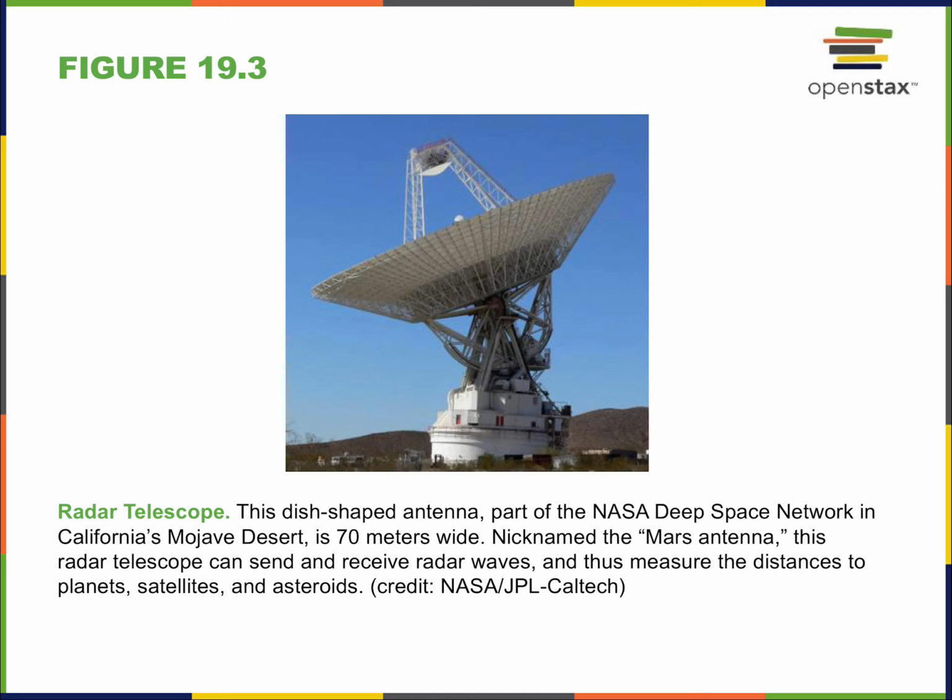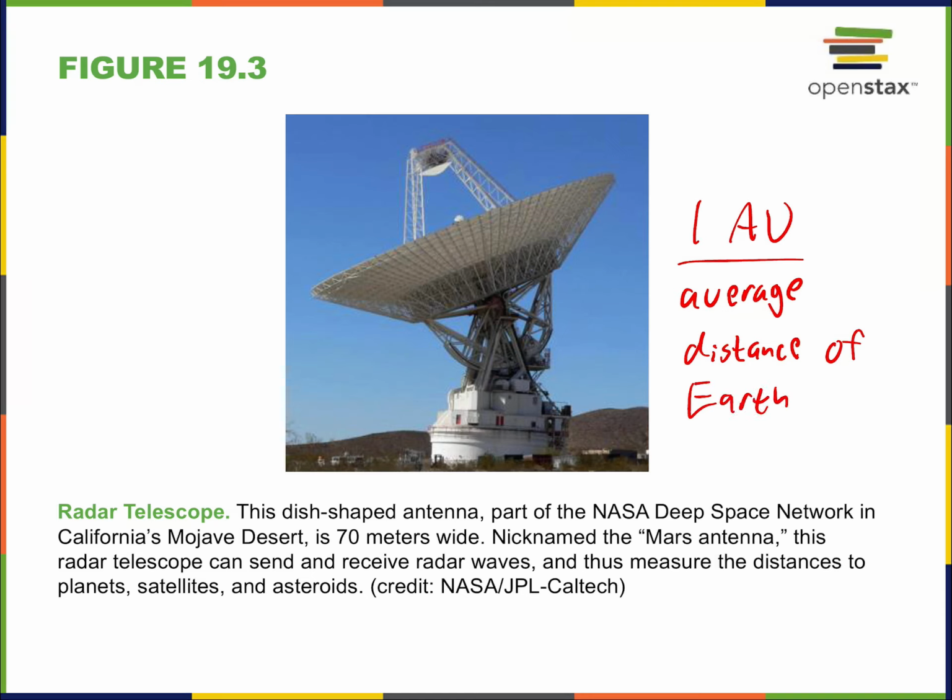Now, it turns out that this idea of having accurate distances for planets and for the AU, again, the average distance of Earth from the sun, is so important for everything else we're going to talk about. And the most accurate way to measure distances to Venus, distances to Mercury, distances to Jupiter, or even distances to the sun's surface itself is to bounce radio waves off of those other objects.